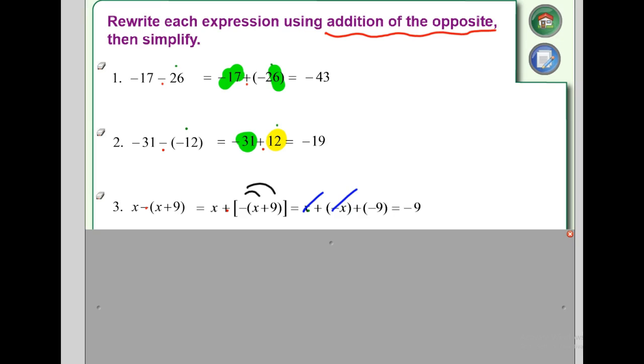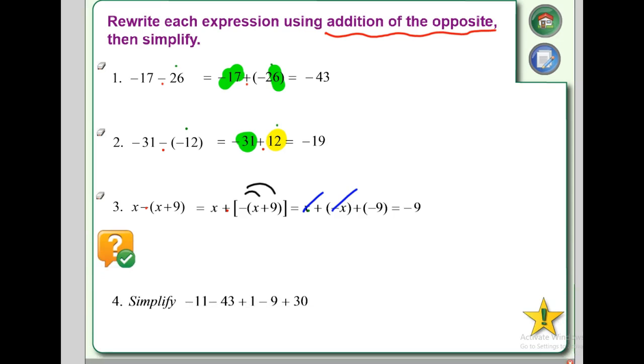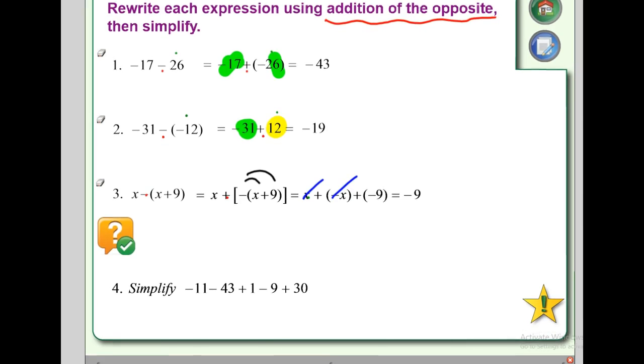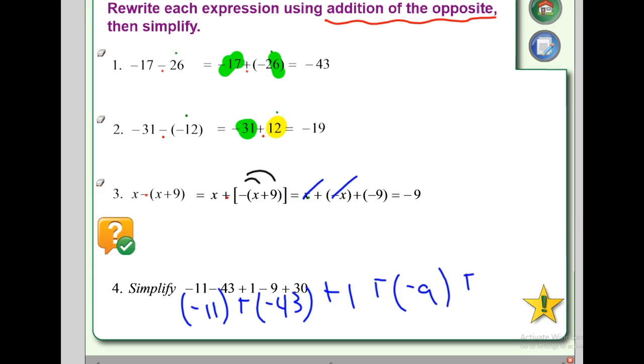Slow, deliberate. Okay, so now, here we go. Let's look at the last problem here at the bottom. Technically what they want us to do is to rewrite it as an addition sentence. So we've got -11 plus -43. We had to change the minus and add the opposite. Plus 1, we'll leave that alone. Then we've got -9, so we're going to make that plus -9. And then we've got plus 30.